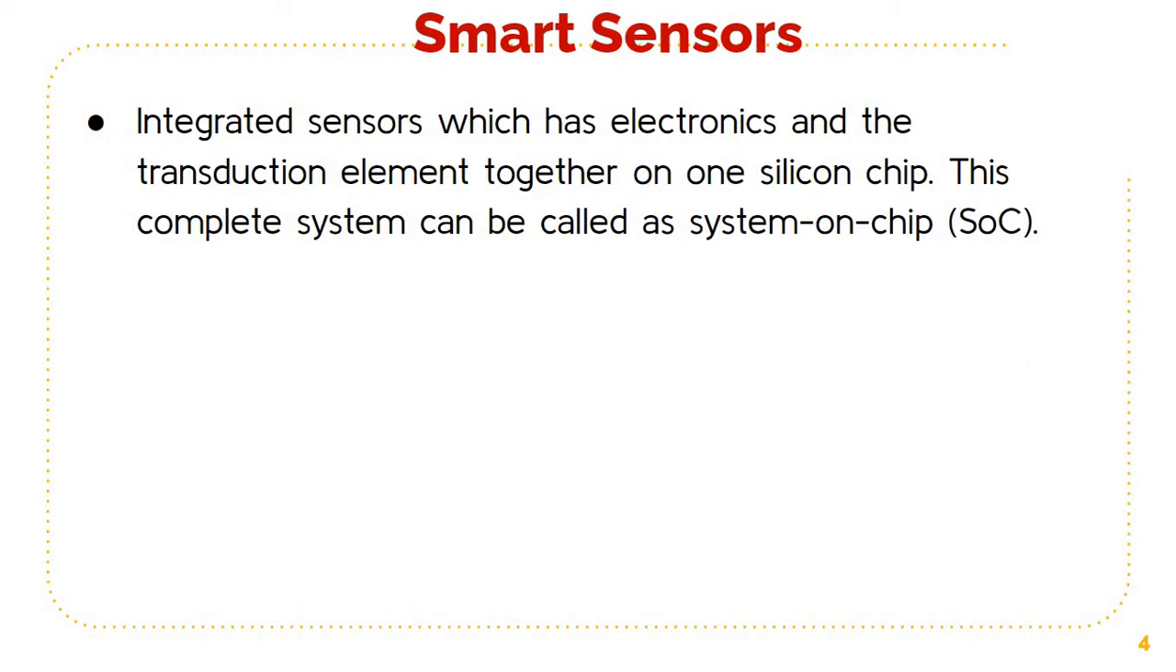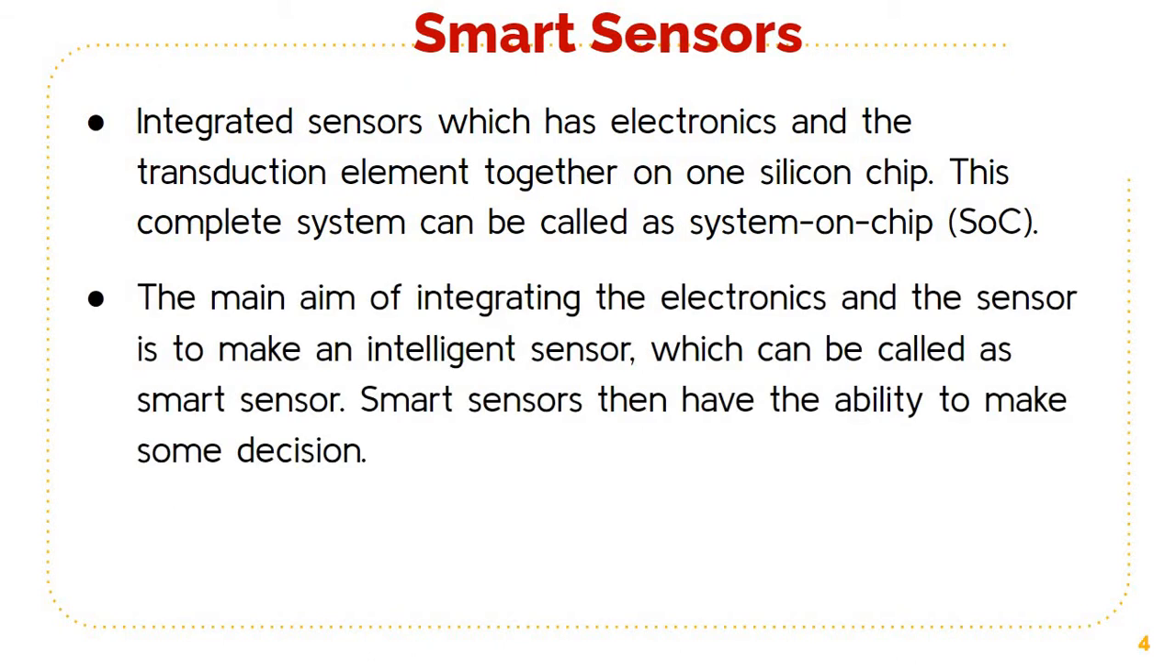What is a smart sensor? It is an integrated sensor which has electronics and the transduction element together in one silicon chip. Transduction element means the transducer. So it can be called a system on chip. The aim of integrating the electronics and the sensor is to make the sensor intelligent, or we can call it a smart sensor. So they have some ability to make decisions.